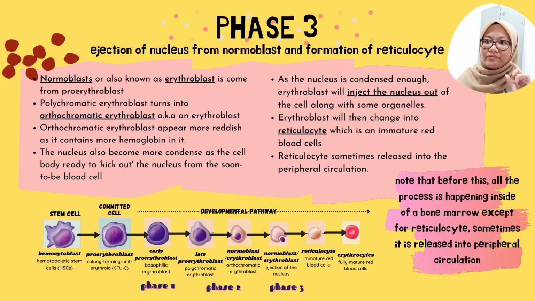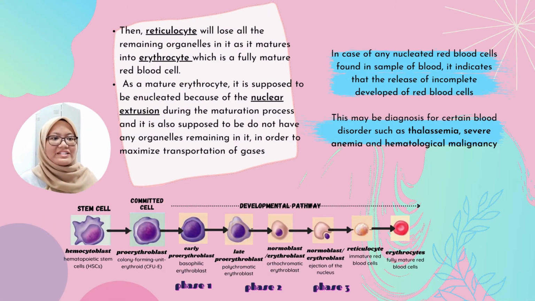Let's see the next step, the last step. Reticulocyte will lose all the remaining organelles in it as it matures into erythrocyte, which is a fully mature red blood cell. So, a mature erythrocyte is supposed to be enucleated because of the nuclear extrusion during the maturation process, the ejection of nucleus. And a mature erythrocyte is also supposed not to have any organelles remaining in it, in order to maximize the transportation of gases.